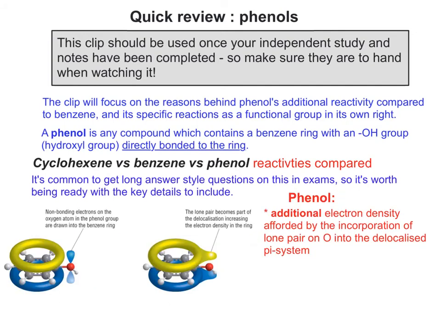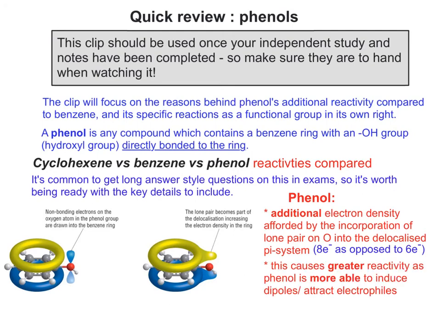So with phenol, you get additional electron density afforded by the incorporation of the lone pair on oxygen into the delocalized pi system. So this means 8 electrons as opposed to 6 electrons as you'd find in benzene. So this means phenol is more able to induce dipoles or attract electrophiles, which causes greater reactivity. But the reaction still proceeds by electrophilic substitution. It doesn't suddenly switch to electrophilic addition. It's still electrophilic substitution.